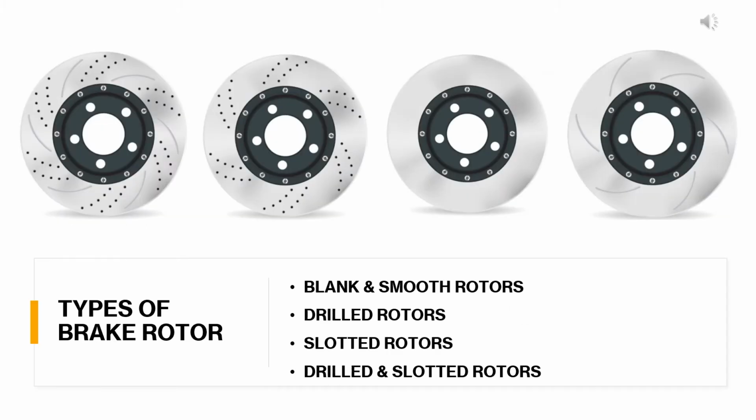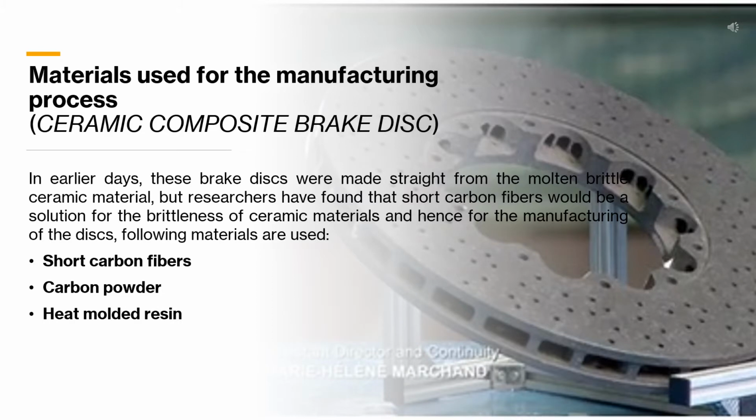So, for the types of brake rotor, there are a total of 4 types that are commonly used by the automotive industry. The first one is blank smooth rotors, then drilled rotors, slotted rotors, and finally drilled and slotted rotors. So next I will explain the material used for the manufacturing process.